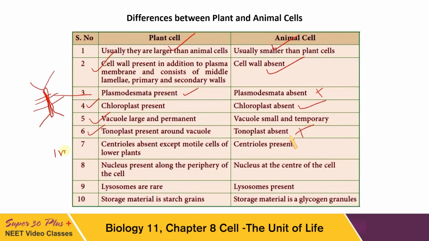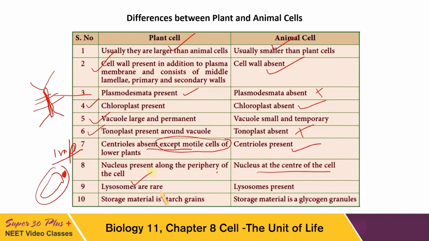Very important point: the centriole is absent except in motile lower plant cells, that is the zoospores or the gametes. Otherwise, the centriole is absent in a plant cell, while it is present here. In a plant cell the nucleus is present along the periphery because of the central vacuole. The cytoplasm and the nucleus are shifted towards the periphery, while in the animal cell the nucleus is almost at the center.